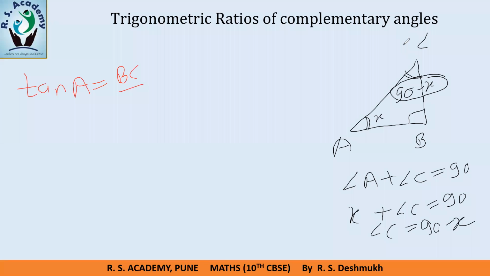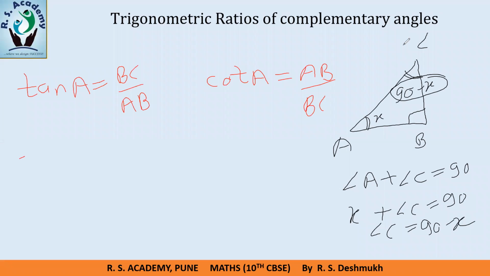So here I will just move forward. Tan A. Tan A is equal to opposite upon adjacent, not hypotenuse. So it is BC upon AB. And the same thing, I write here one more. Cot A. Tan is what? Opposite to cot. Or cot is what? Opposite to tan. So cot is adjacent upon opposite. That is nothing but AB upon BC.